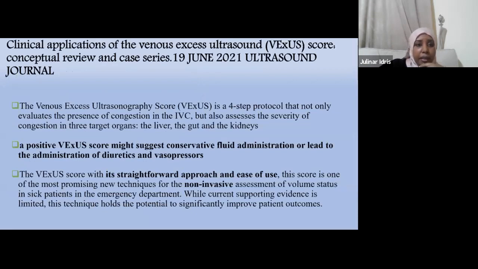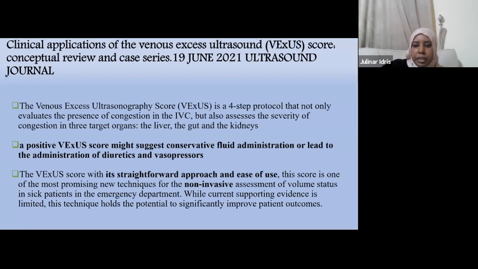The other maneuver that the adult colleagues adopt is the venous access ultrasound score. And this is actually a really interesting way of judging fluid. The venous access ultrasound is a four-step protocol. It does not evaluate only the IVC, but also assesses the severity of congestion in the liver, gut, and kidney. They found that the presence of a severe score is very specific for the prediction of fluid response, and it can even predict acute kidney injury following cardiac surgery.